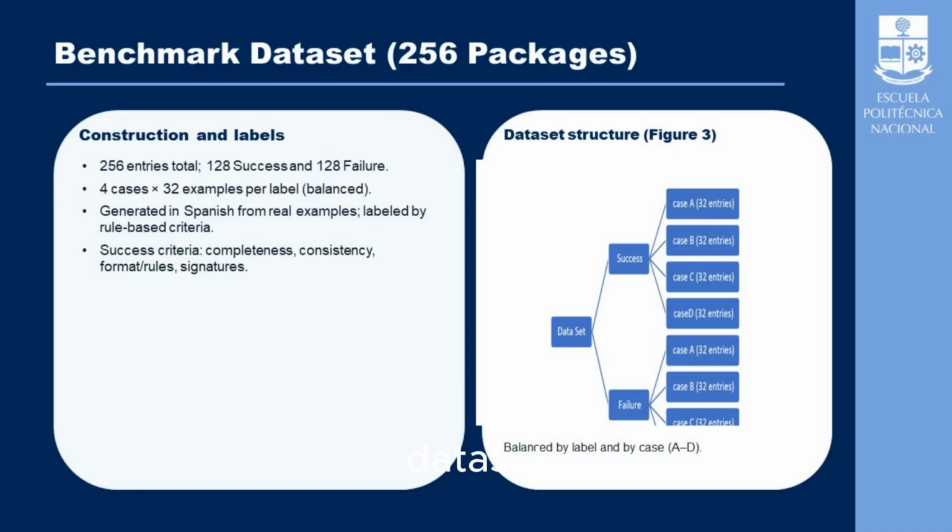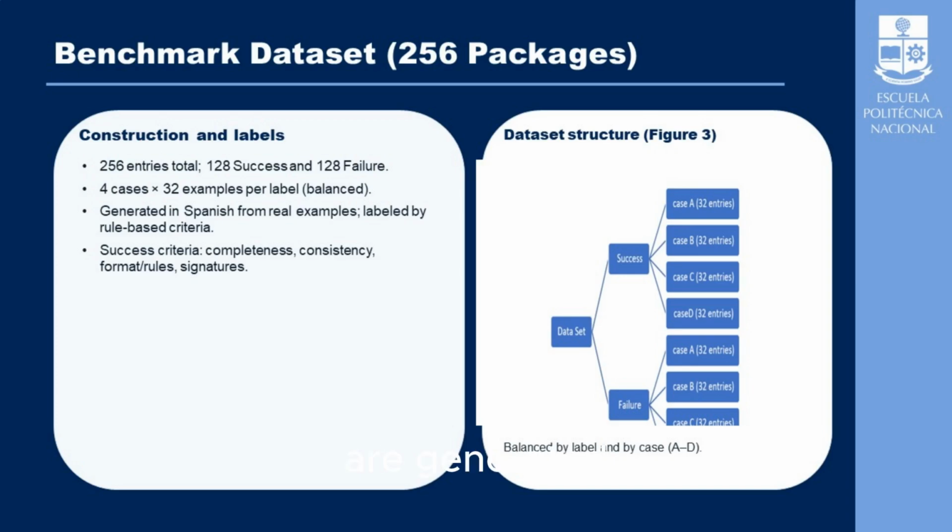The benchmark dataset is carefully curated to support controlled comparisons. It contains 256 document packages, each corresponding to a full application. The labels are balanced between success and failure. The dataset is also balanced across the 4 application cases, A through D, with 32 examples per case for each label.